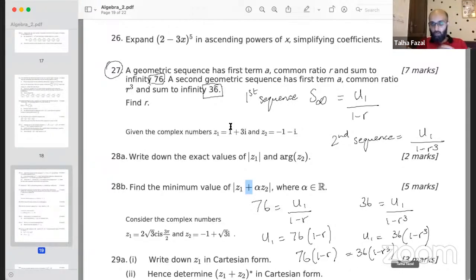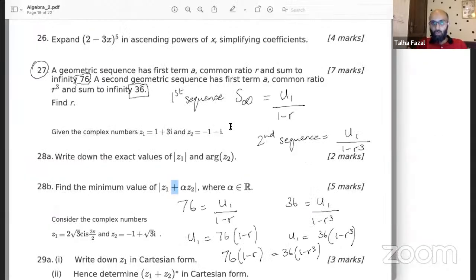Now, this is a cubic equation that you'll have to solve using the remainder and factor theorem, right? And the r value, since it's sum to infinity, has to be between -1 and 1. So anyone who has gotten an answer of 10 is obviously incorrect. You can't possibly have a common ratio of 10 here. It has to be a decimal value.